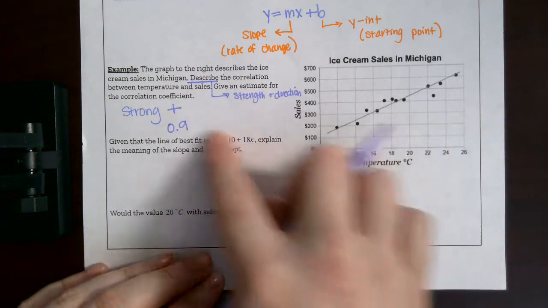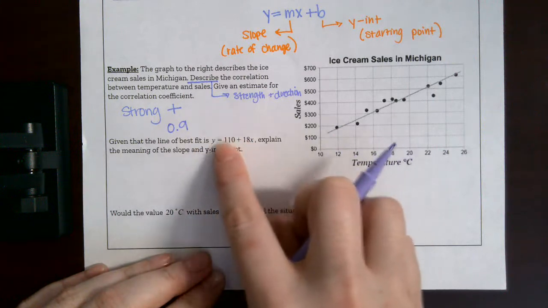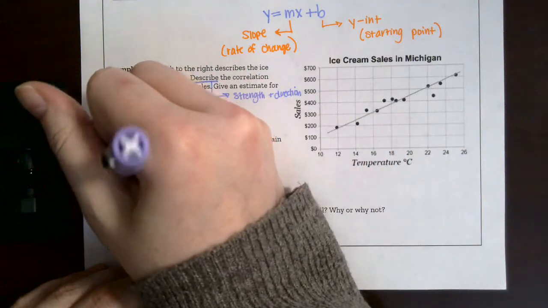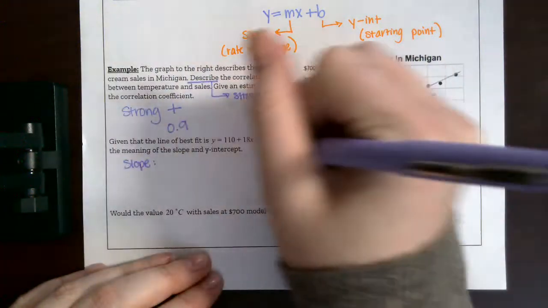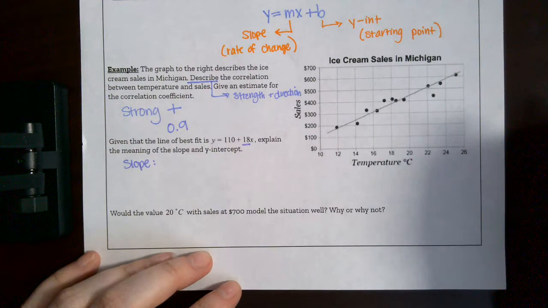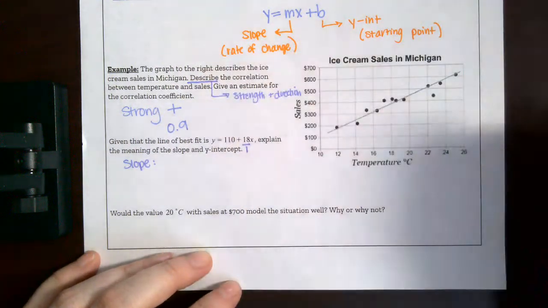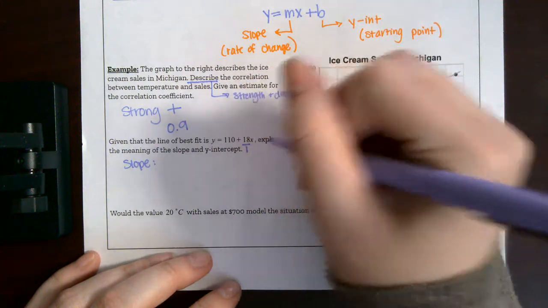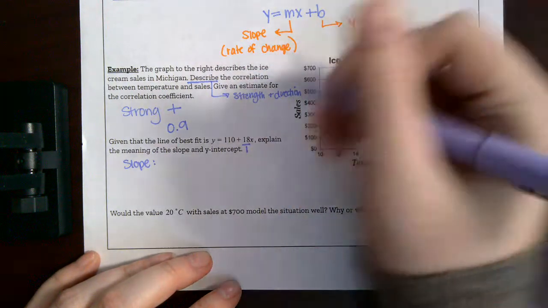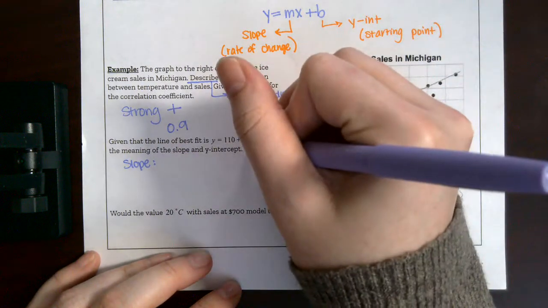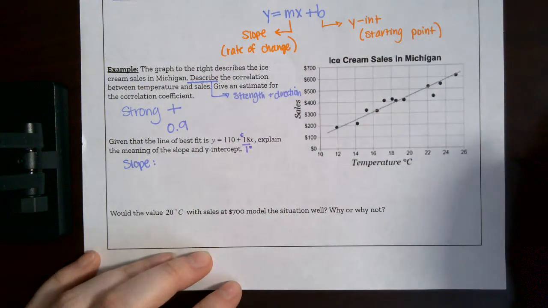Then we could also ask something like this. It says, given that the line of best fit is this, explain the meaning of slope and y-intercept. So our slope is our m, which is the number in front of x, is 18. And so we need to figure out what that means. I always make this into a fraction if it's not. And then I want to figure out what 18 represents and 1 represents. 18 is the sales, so I'm going to put a dollar sign there. And 1 is the temperature, so I'm going to put a degree symbol.